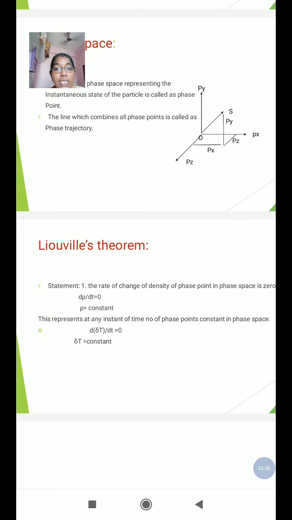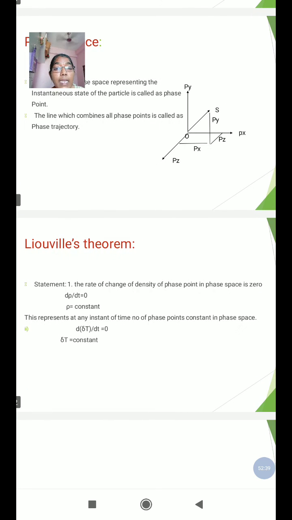Next, the second statement is d delta tau by dt is equal to 0. The rate of change of temperature change is equal to 0. The change in temperature is constant at any instant of time. So at any instant of time, if you see any region in the phase space, everywhere the temperature change remains constant.